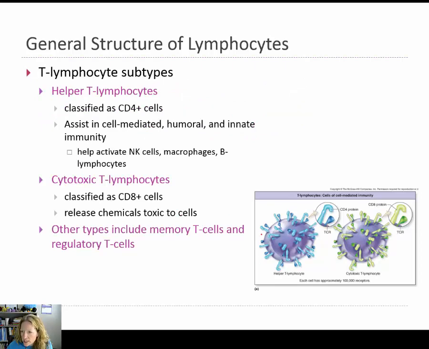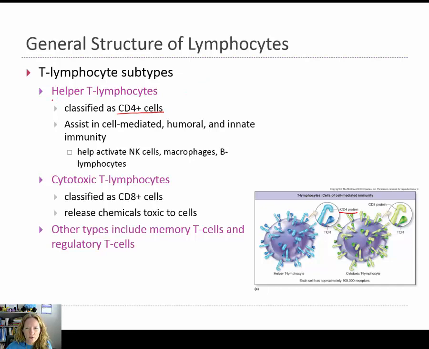So look, here's the helper T cell, and look at that. Helper T cells have something called CD4 proteins. So this CD4 protein is a co-receptor. It's a class of co-receptor. So that's why sometimes helper T cells are also known as CD4 cells.